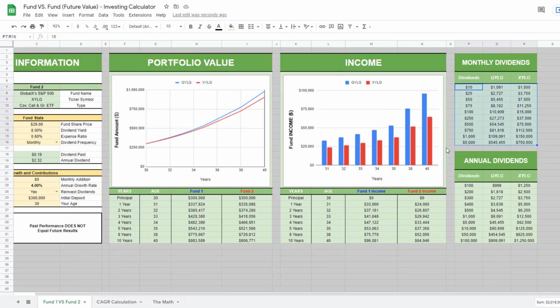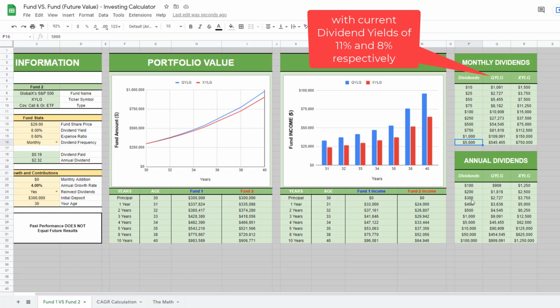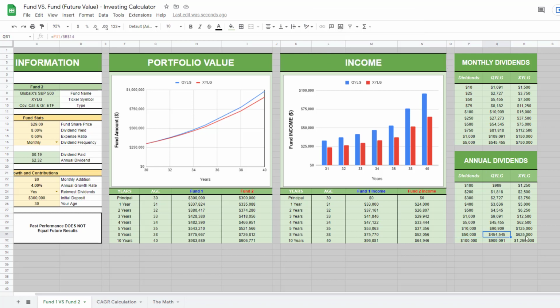Over here is just a simple generic dividend calculator. None of these numbers change. It just shows you, due to the current dividend yield input right here, if you wanted $5,000 a month in dividends, you would need a portfolio size for QYLG $545,000 and $750,000 with XYLG to be able to be paid $5,000 a month. And in annual dividends, if you wanted $50,000 a year, you would need this much in QYLG and this much in XYLG.